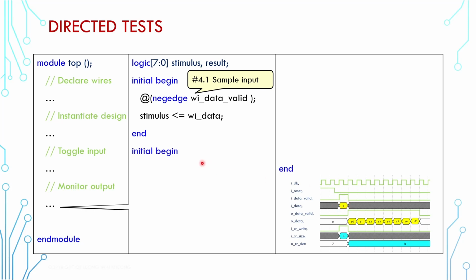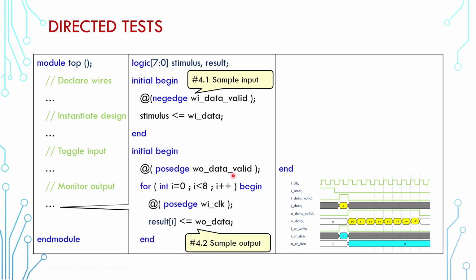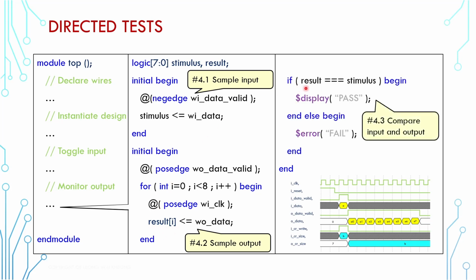Now monitoring the output. We wait for the positive edge of output data valid, then we start to sample the output data bit by bit for the next 8 clocks. We combine all of the bits into this result variable, and finally we compare it. If the stimulus matches the result, it passes, else it fails. Now before we proceed further, there is a problem with this code. In fact, a very tricky one to understand. Let's see if you can spot it.